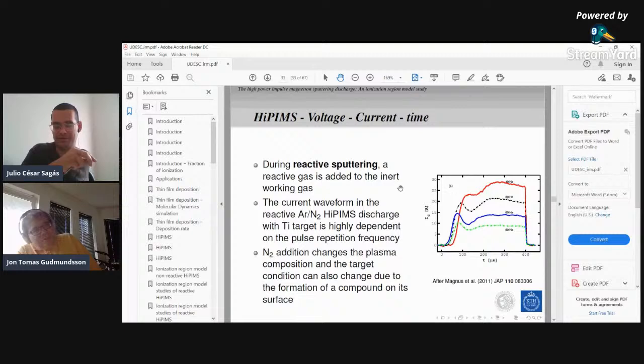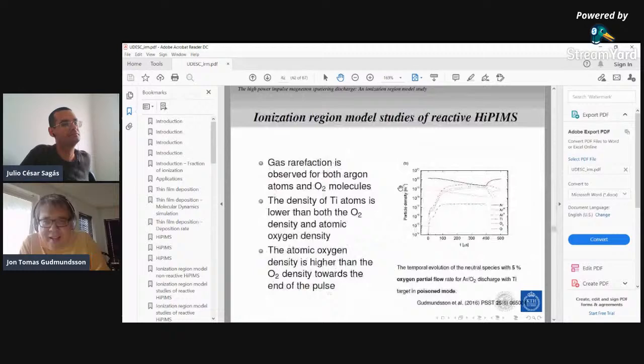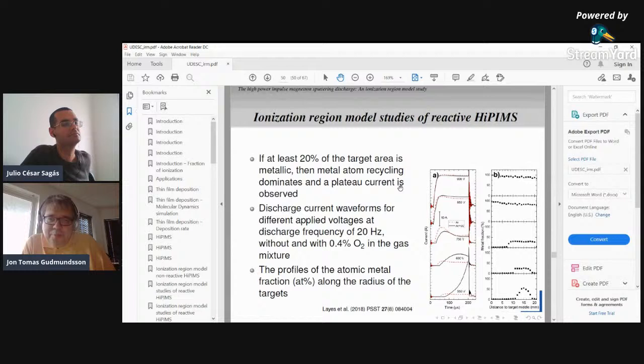Understand. So in this case we don't get it, but as I showed you before, in the case of what they did in Germany, they see the triangular shape form for the case of chromium with oxygen. So there are different scenarios, and I believe they depend mostly on the sputter yield. I understand. Thank you.